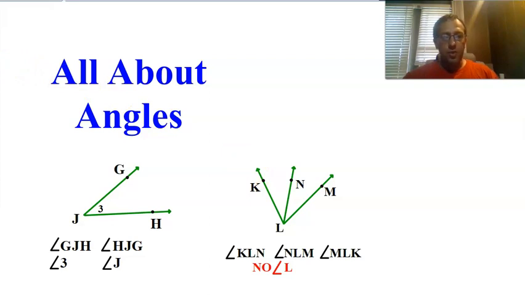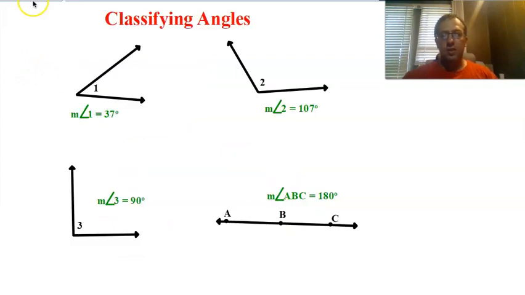All right? Now, some definitions. First, classifying angles. Angles are classified by the measure of the angle. How open is the angle? Notice here all of these have little m's in front of them. That means the measure of angle 1, the measure of angle 2, the measure of angle 3, the measure of angle ABC. You have to put that m in front of it to say we're talking about the measure of it. We want to know what is the degree, how open is this angle.